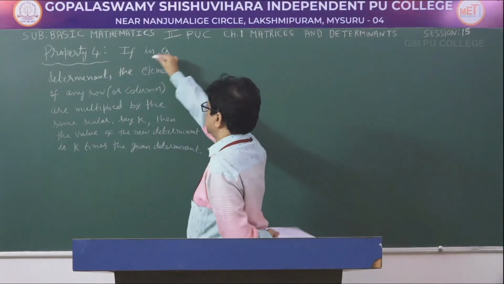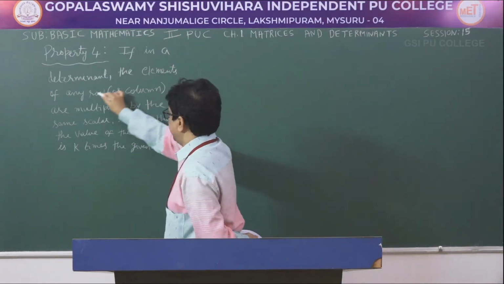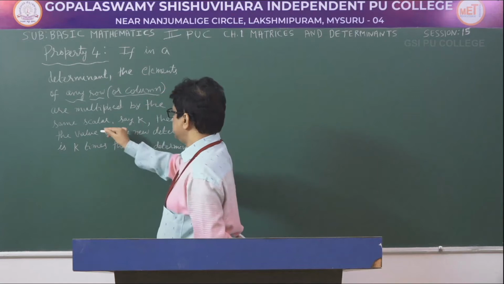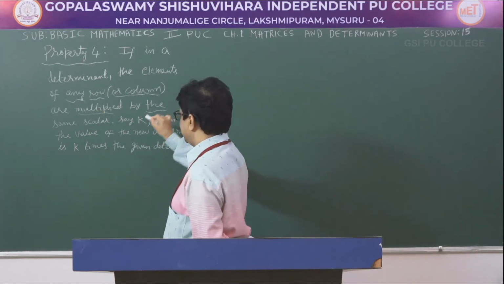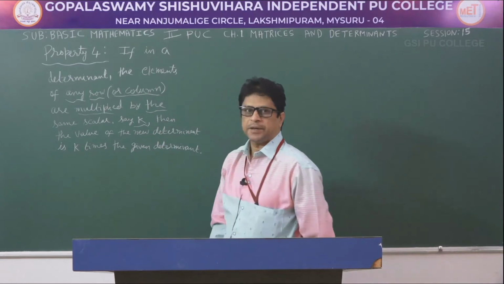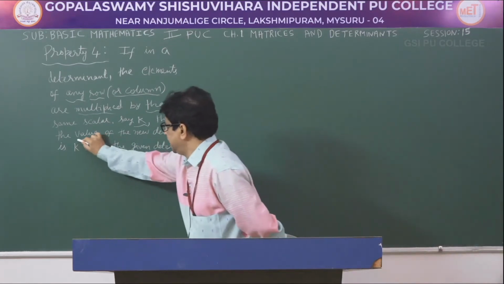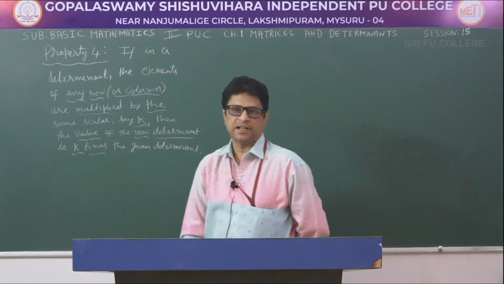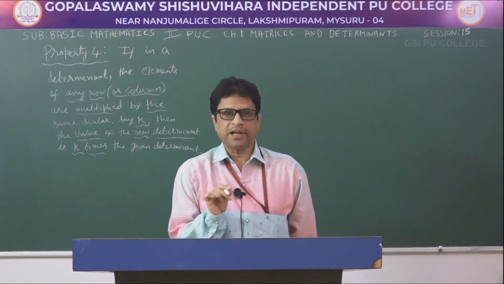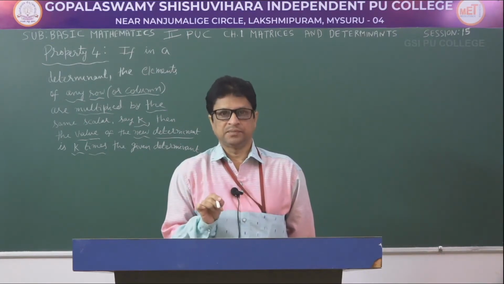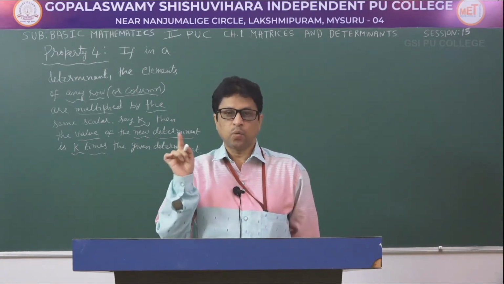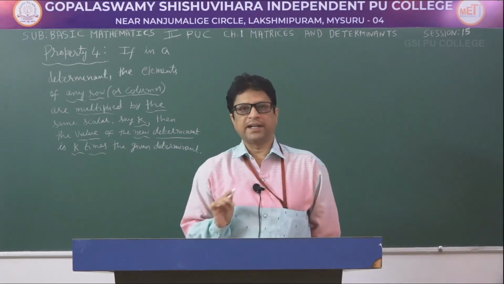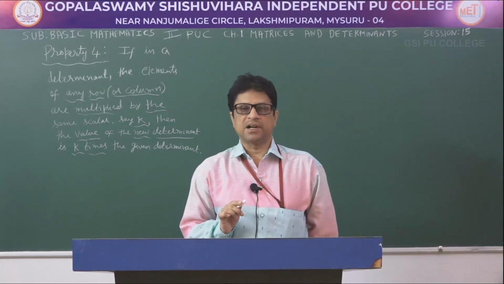Here, the property states that if in a determinant the elements of any row or column are multiplied by the same scalar k, then the value of the new determinant is k times the given determinant. That means, if we multiply any one row or one column by a constant k, then the whole determinant is multiplied by the same constant k.